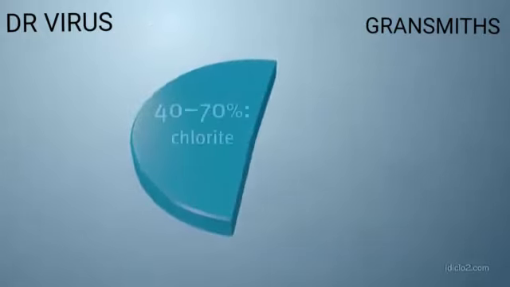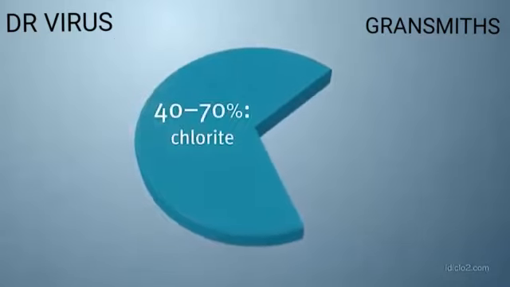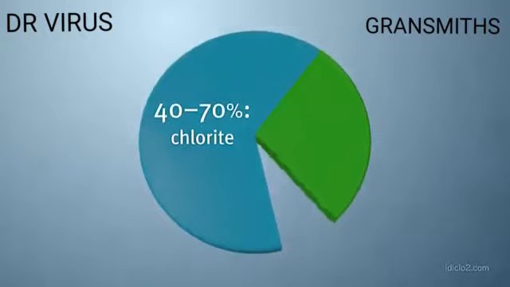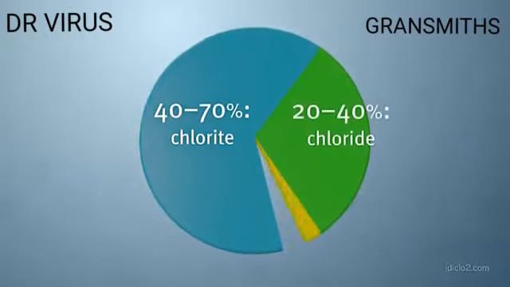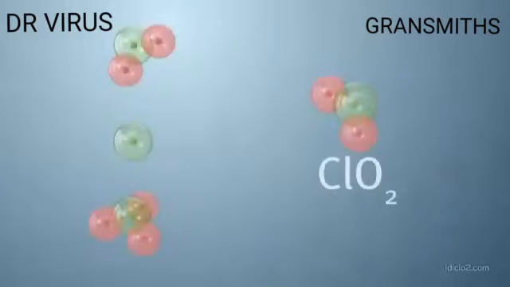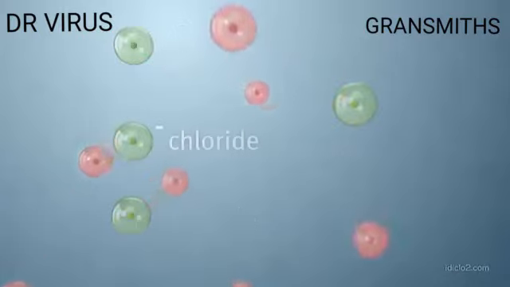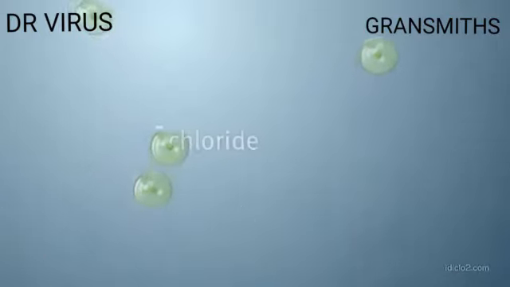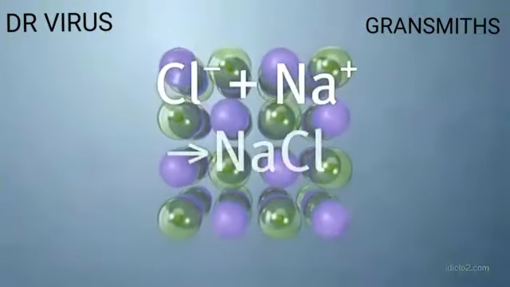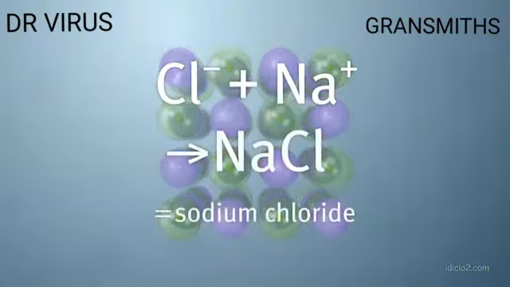Depending on the water makeup, approximately 40 to 70% of the applied ClO2 dosage will revert to chlorite ions. 20 to 40% of the applied dosage will convert to chloride, and less than 10% of the applied ClO2 will convert to chlorate ions. Chlorine dioxide, chlorate, and chlorite will all eventually decompose into chloride ions and typically become reassociated with earth mineral cations to form simple salts such as sodium chloride, table salt.